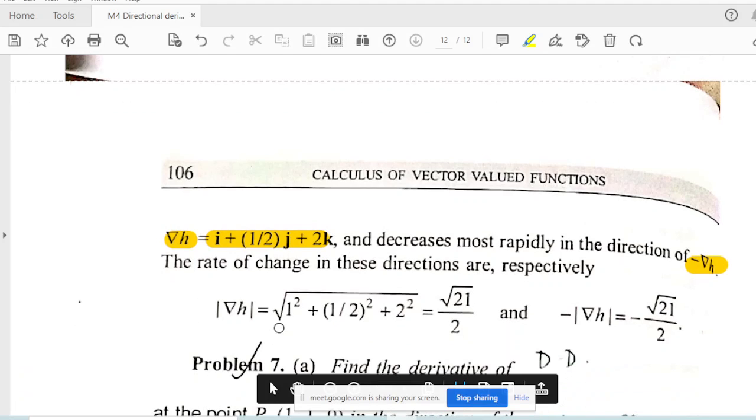And so magnitude, so the rate of change in these directions: magnitude of del h is equal to the magnitude of this, find it. We get root 21 by 2, and minus of magnitude of del h is minus of root 21 by 2.